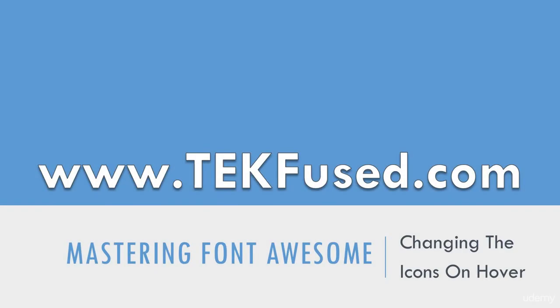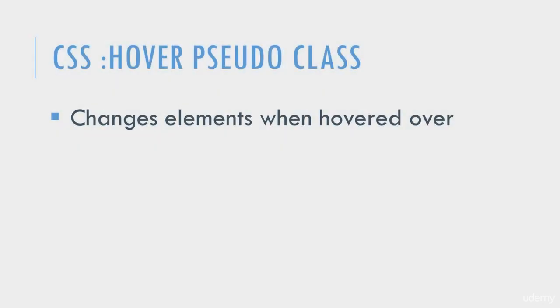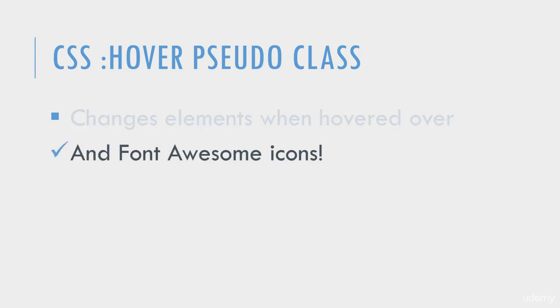Welcome back. Let's learn how to change these icons when you hover over them with your mouse. We use the hover pseudo class to change an element when it's hovered over with the user's mouse. If you go to pretty much any website and hover over a link, the link color will change. That's using this hover pseudo class. And what do you know? We can also use this with the Font Awesome icons.